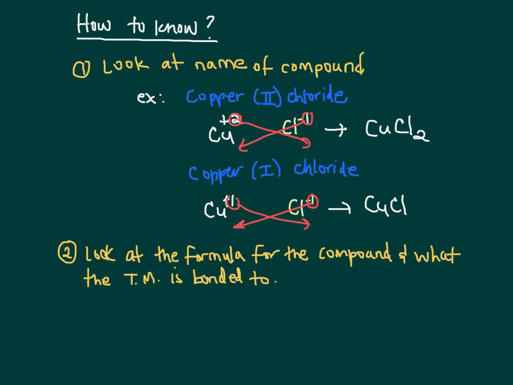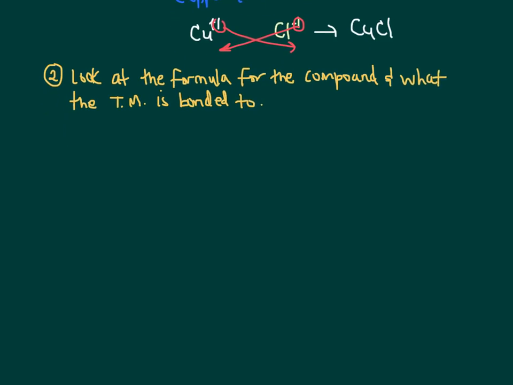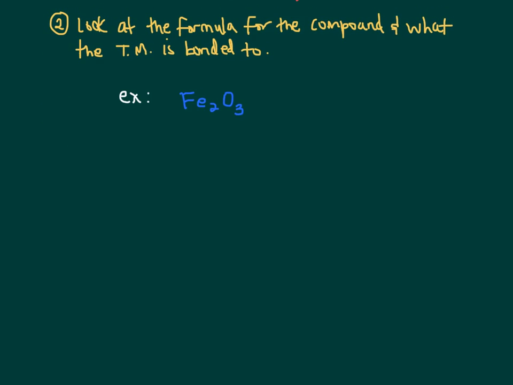The second way that you might know the charge on your transition metal is by looking at what it's bonded to, so looking at its chemical formula. Here's a typical example, Fe2O3, which by the way happens to be the chemical formula for rust. In this compound, you have 2 irons bonded to 3 oxygens. And oxygen has a set charge; its charge never changes. It's in family 16. It always gains 2 electrons and always has a -2 charge on it.